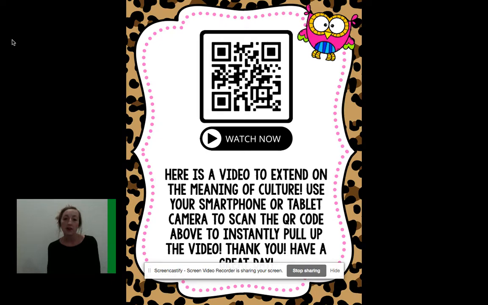Okay, on this, here is a QR code for you. So I want you to take a smartphone, if that's okay with your parents, or your tablet, and you can use the camera and you just put it right up to the QR code and it's going to scan it and it'll pop up a short little YouTube video that extends a little bit on what culture means. So if you guys want to do that, this is the place where you're going to do that.